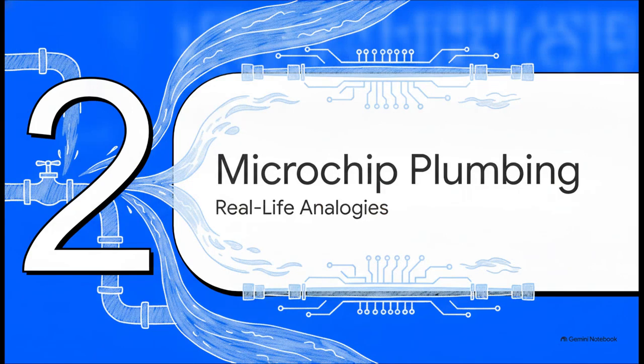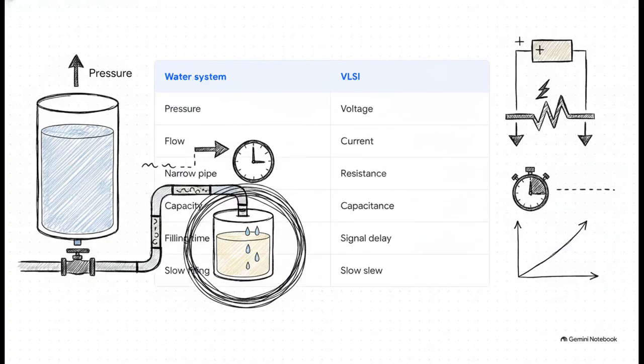Which brings us to Section 2, Microchip Plumbing. Let's make this abstract stuff a bit more concrete. To really visualize these invisible forces, let's step away from the microscopic level and think about household plumbing. If a water tank connects to another tank through a super narrow pipe, opening the valve doesn't instantly fill that second tank, right? The pipe resists the water.